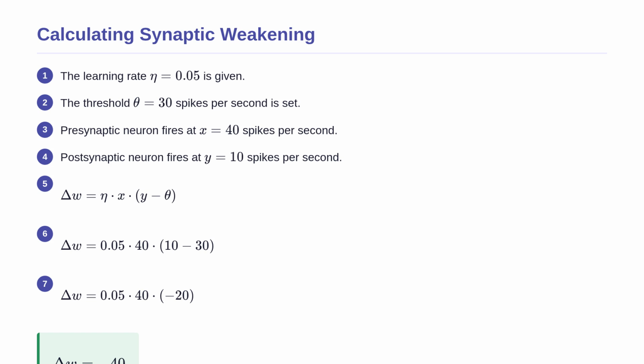The critical part is evaluating the expression inside the parentheses first, following the standard order of operations. 10 minus 30 gives us negative 20. This indicates a failure to reach the threshold. We then multiply 0.05 by 40 and then by negative 20. The final change in synaptic weight is negative 40 units. Because this value is negative, it physically means the synaptic connection has been weakened.